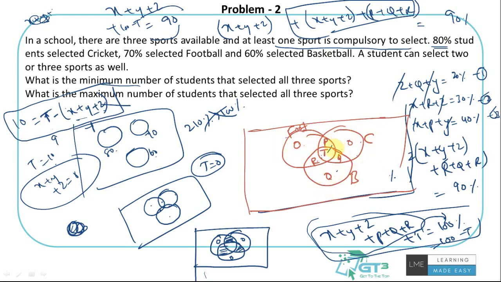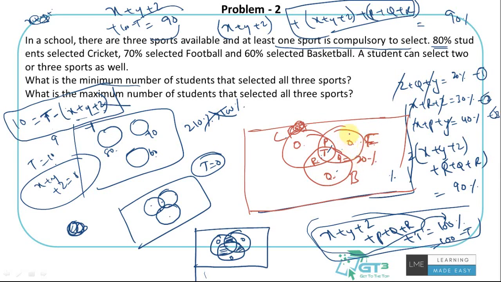Then what will I do next? See, the football is played by 80%, sorry, cricket is played by 80%. I'm always mixing this up, I'm sorry for that. Cricket is played by 80%. If cricket is played by 80% and I know this is 0, what will be the remaining? That 20% should be this 0 plus Q plus 0, and I know this is 0 and this is 0, so Q must be 20%.